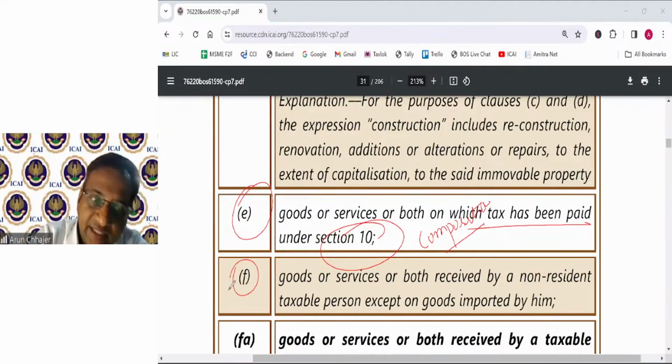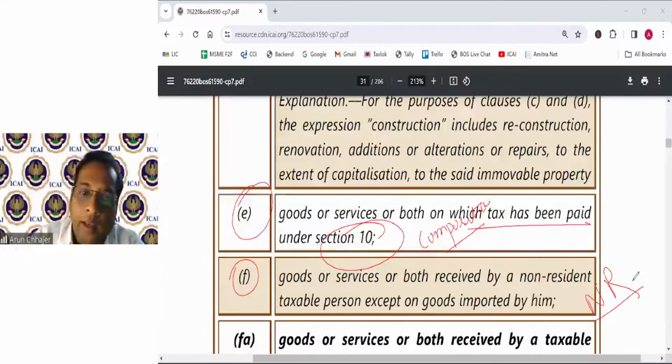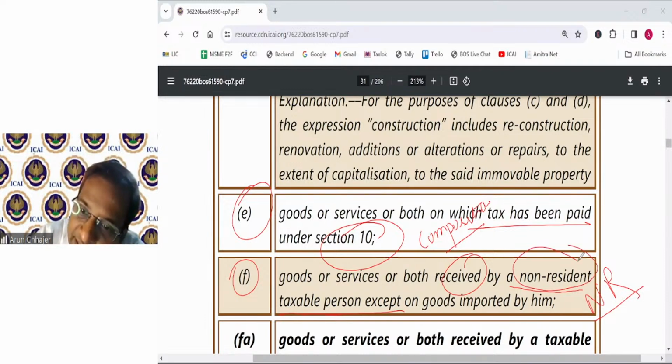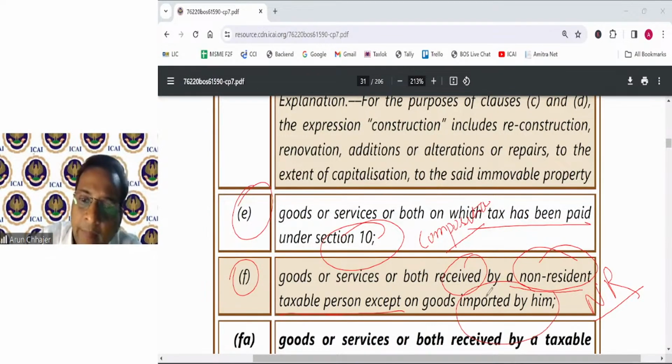Then clause F says that goods or services or both received by the non-resident taxable person, except on goods imported by him, then ITC is not allowed. So if a non-resident taxable person is registered in GST, he can take the ITC, but only on imports. If he is purchasing locally, he can't take the ITC.